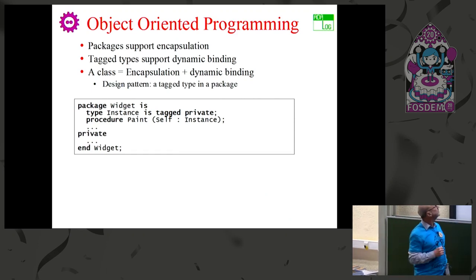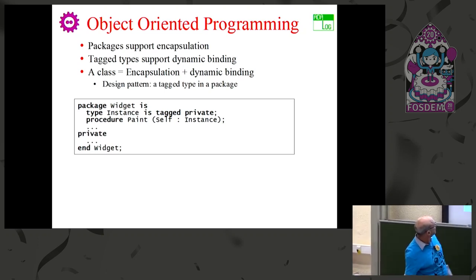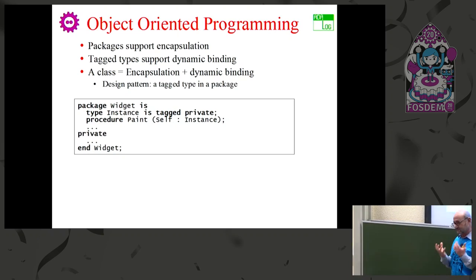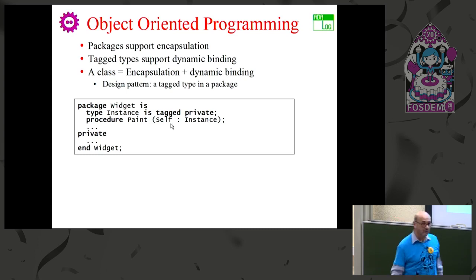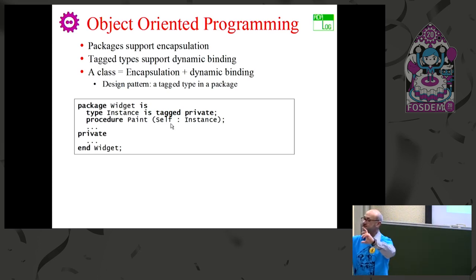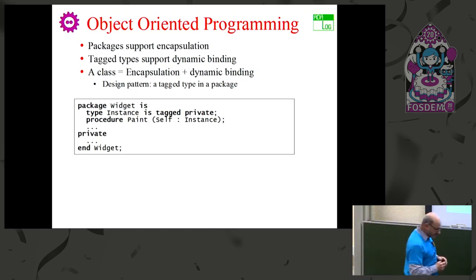I have a widget. So I call my package Widget, and I give the type that corresponds to the data a special name that's not required by the language, it's just a good habit, called, for example, Instance. So it's a tagged type because you have the word tagged here. Okay. And then I can have procedures that work on that. Those procedures that are given in the same package specification as the tagged type are what you would call methods in other languages.